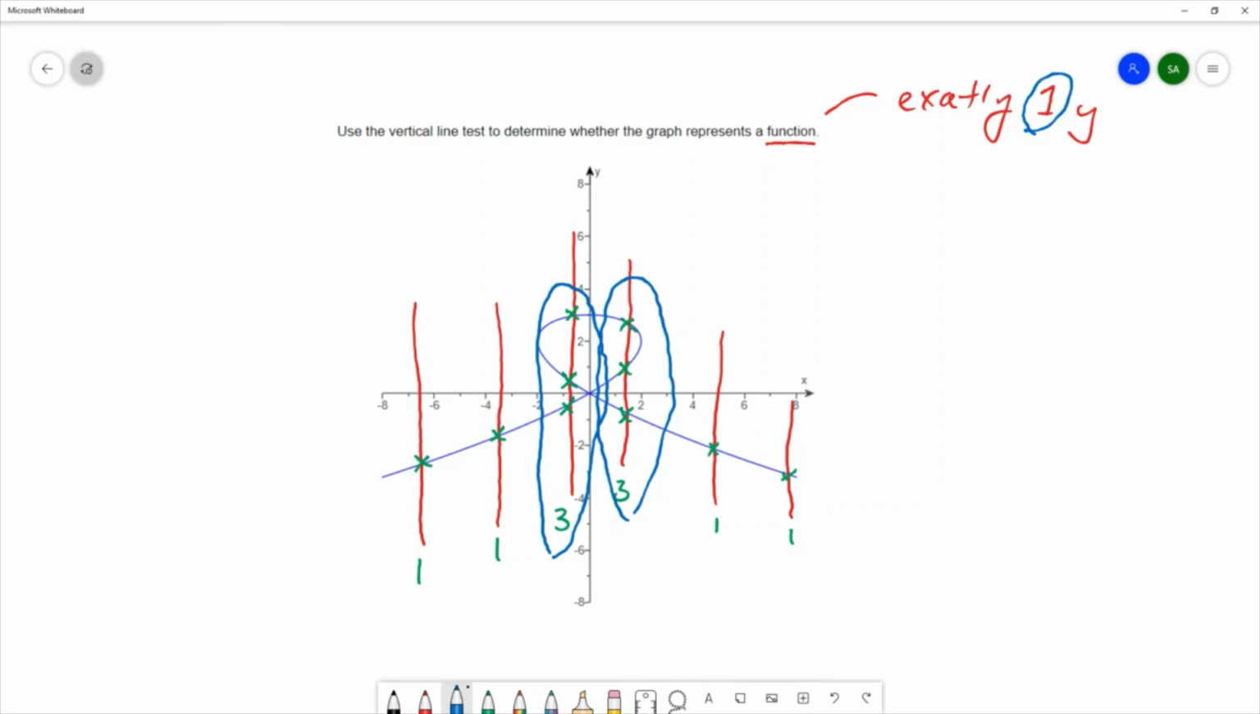So we have these places where the vertical line crosses the graph in more than 1 place. These are places where the graph is violating the definition of a function, where you have 1 x value with more than 1 y value. So since we have a couple places where vertical lines cross in more than 1 place, this is not a function.